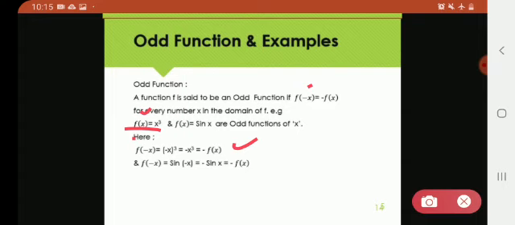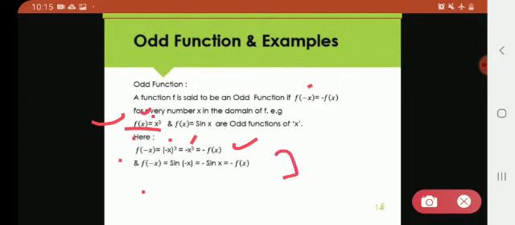For example, check this out. Your function f of x is x cube, and when you replace this x with minus x, it became minus x cube, because the cube, minus x into minus x into minus x, would become minus x cube, right? And you can see x cube only was your f of x here. So minus x cube would become minus of f of x. That's why this is called an odd function.